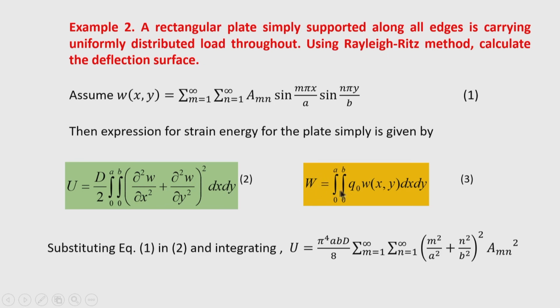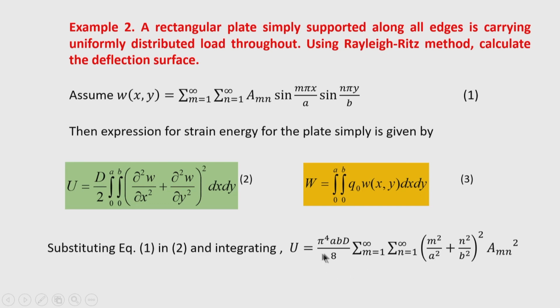and the work done due to external load, if q naught is the uniformly distributed load over the plate, is q naught w x y dx dy. Okay. Now, substituting this expression here and carrying out the double integration, the strain energy due to bending of the plate becomes pi to the power 4 a b D divided by 8, summation m equal to 1 to infinity, n equal to 1 to infinity, m square by a square plus n square by b square whole square A m n square.